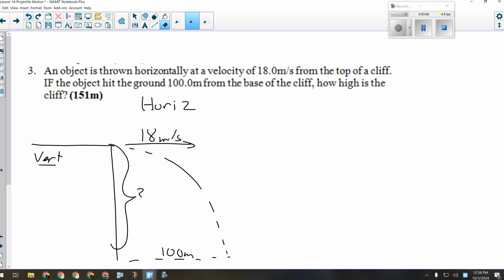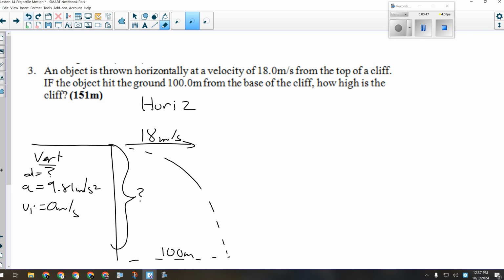We're looking for the height of this cliff, so we're looking for the vertical displacement. We know the vertical acceleration is 9.81 meters per second squared. I'm not going to make it negative here. Why not? Everything's going down. It doesn't change direction, so there's no need to make it negative in this situation. And what's the other thing I know vertically? Right, it's 0. So Vi is 0 meters per second.